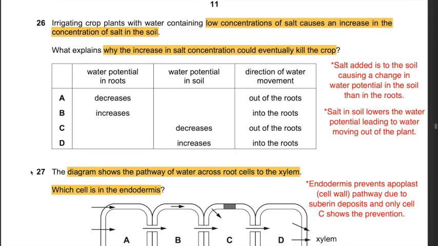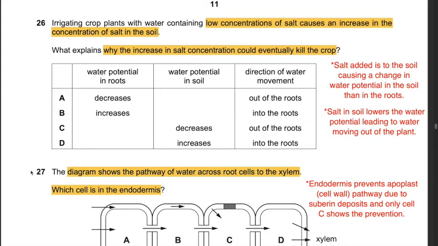Question 26. Irrigating crop plants with water containing low concentrations of salt causes an increase in the concentration of salt in the soil. What explains why the increase in salt concentration could eventually kill the crop? Now salt is added to the soil, causing a change in water potential in the soil than in the roots. And as you can see, since salt is added to the soil, there will be a water potential gradient caused, eventually leading to water moving out of the cells, as it is killing the crop.